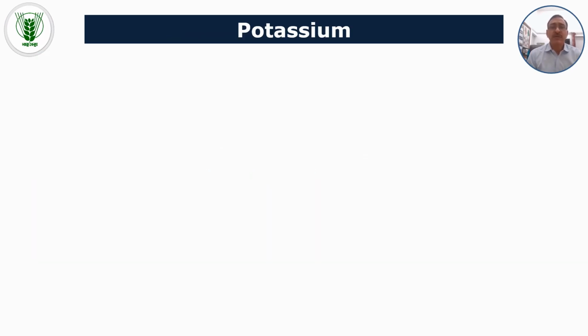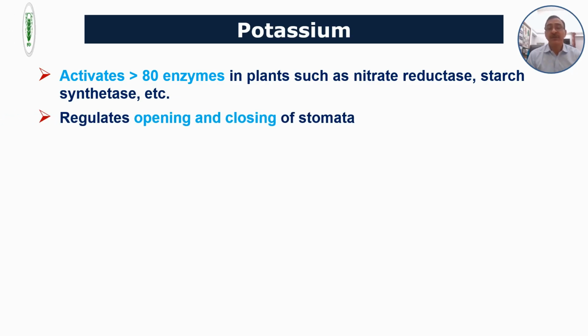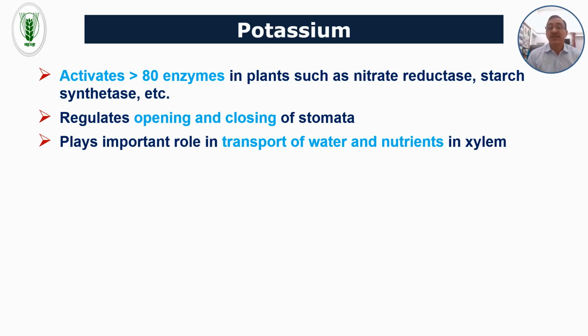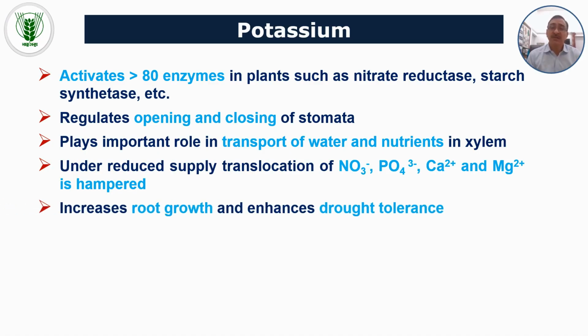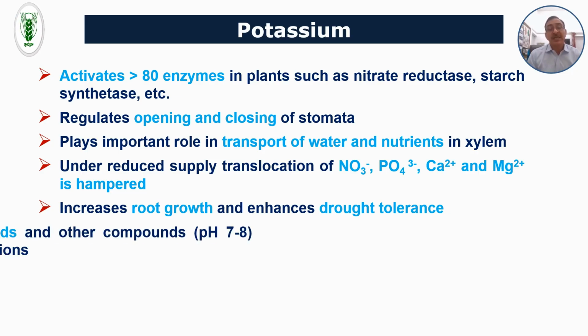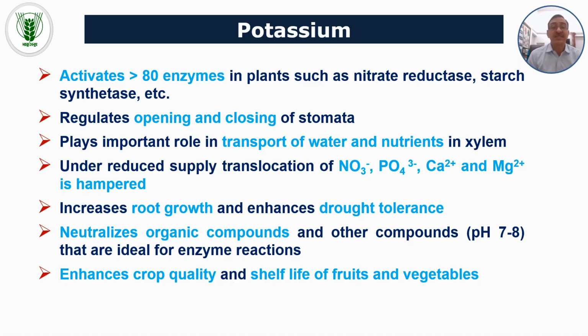Moving to the next nutrient, potassium. Potassium is the element which we consider a very good friend of the plants. It activates 80 enzymes. It is not a constituent of any part of the plant. It keeps on moving inside the plant through the cell sap, and it activates different enzymes. It regulates opening and closing of stomata, transports water and nutrients, and maintains the translocation of nitrate, phosphates, calcium, and magnesium in the plant.